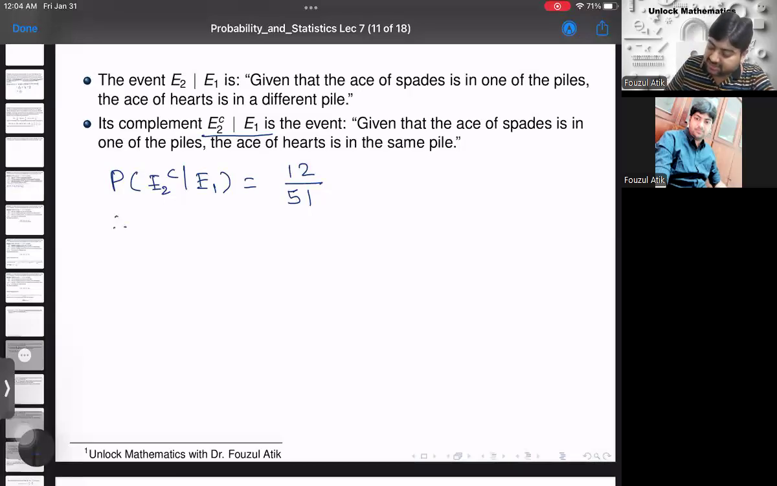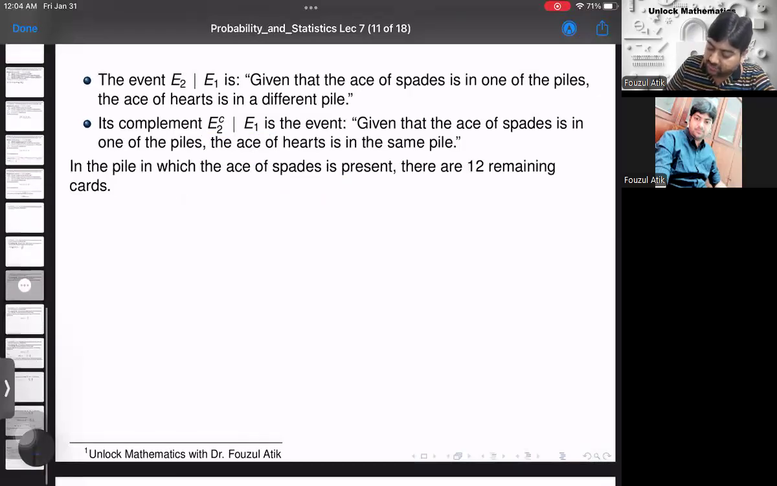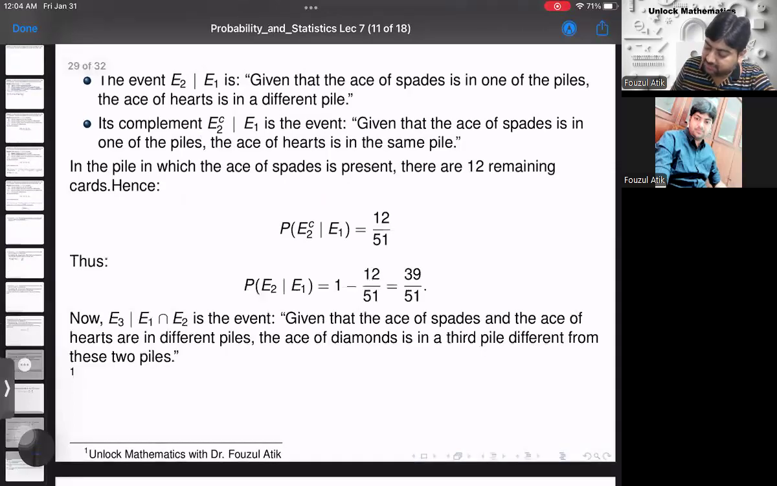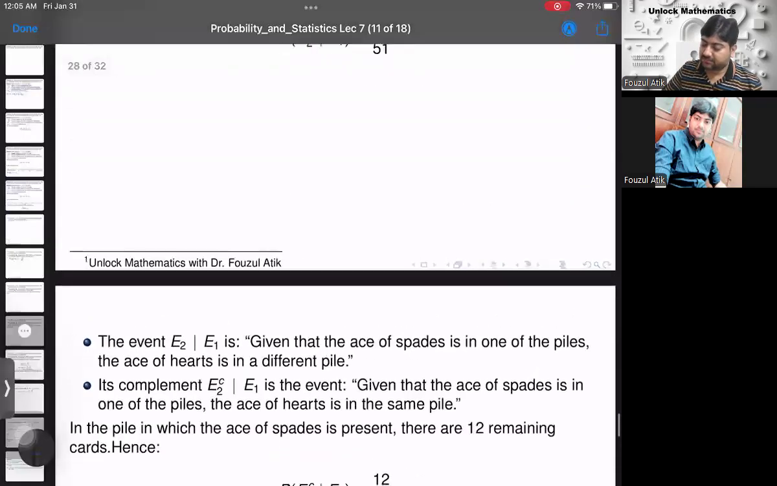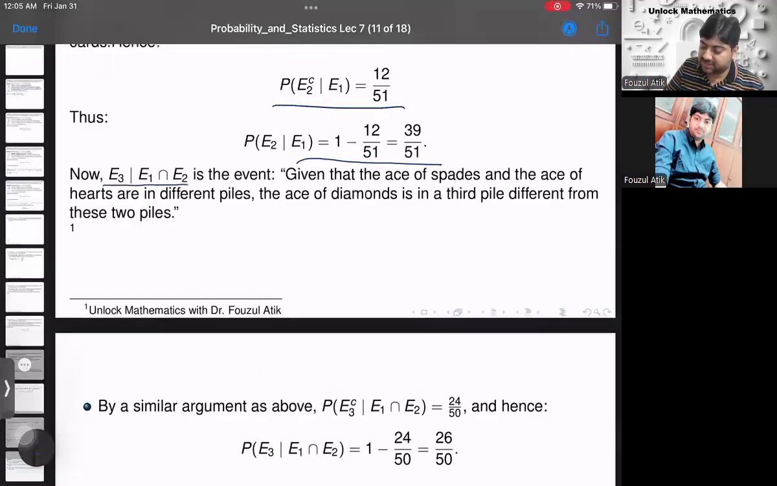And therefore we can easily get P of E2 given E1. It is 1 minus this 12 by 51, which is 39 by 51. Now we'll discuss the second quantity. It is E3 given E1 intersection E2.